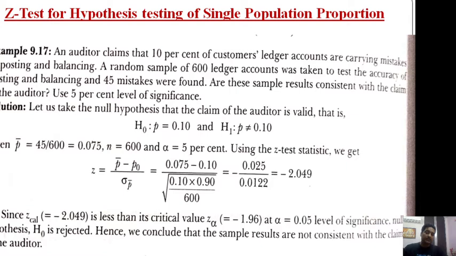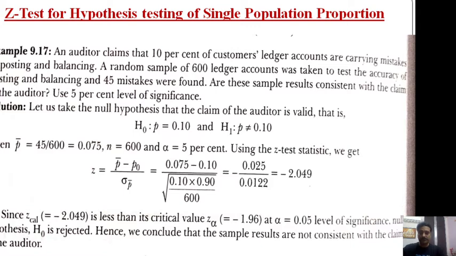Let's come to the second application of that test, that is hypothesis testing of a single population proportion. Single population proportion means the probability of occurrence of any event. Here I have taken an example to understand the application of that test. An auditor claims that 10% of the customers' ledger accounts are carrying mistakes of posting and balancing. 10% means the probability of occurrence of a mistake is 0.10.